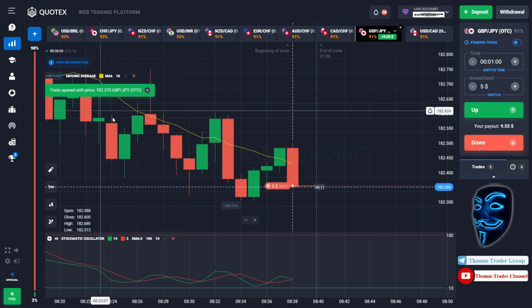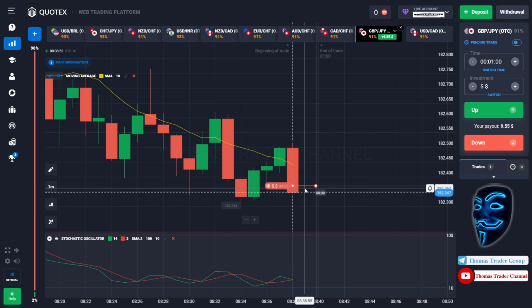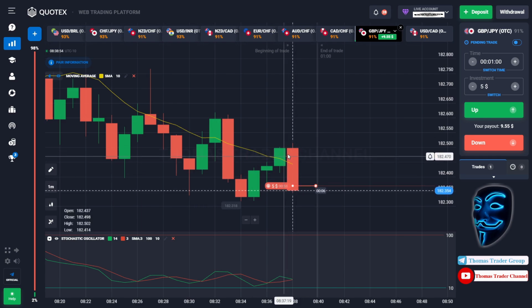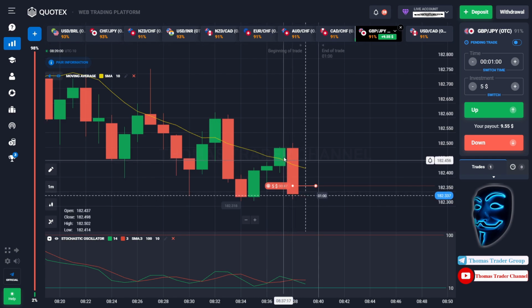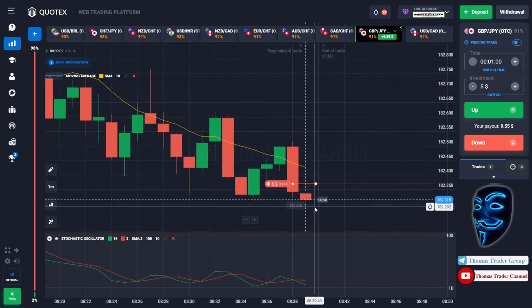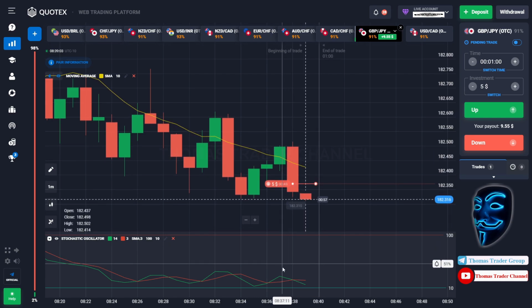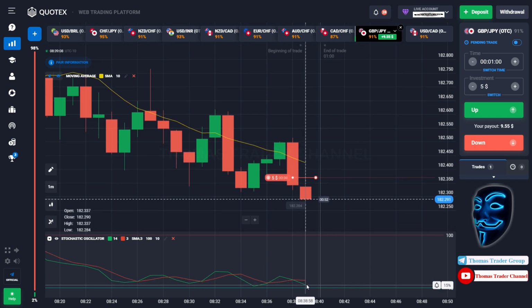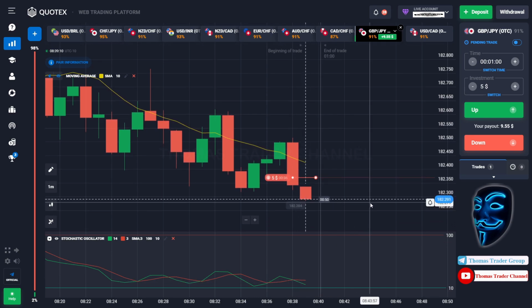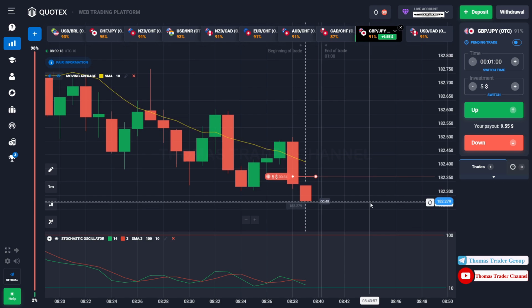As you can see, the market is going bearish and the market has just made a rebound on the moving average line. I'm sure that the market will still continue the bearish trend and the stochastic oscillator is also facing bearish trend. Let's prove it and let's wait till the end of our trade.